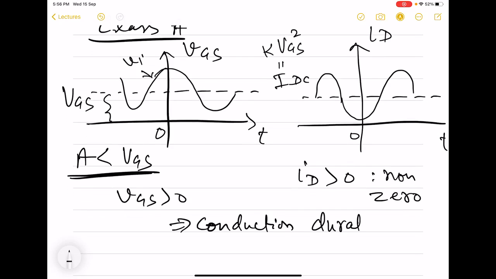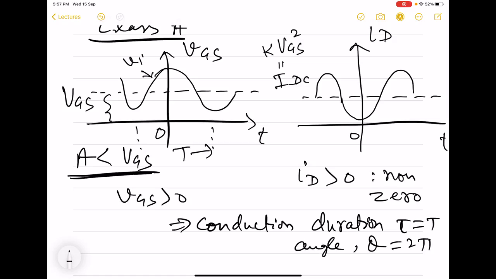So that means conduction duration tau is equal to T. That means for the entire cycle, conduction is taking place, and conduction angle theta is going to be 2 pi. That means for the entire cycle of the input, we are getting non-zero drain current. This is the meaning of class A.